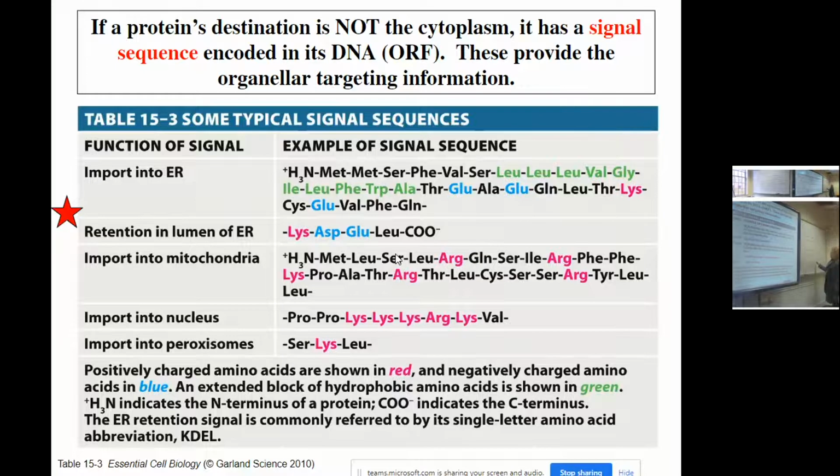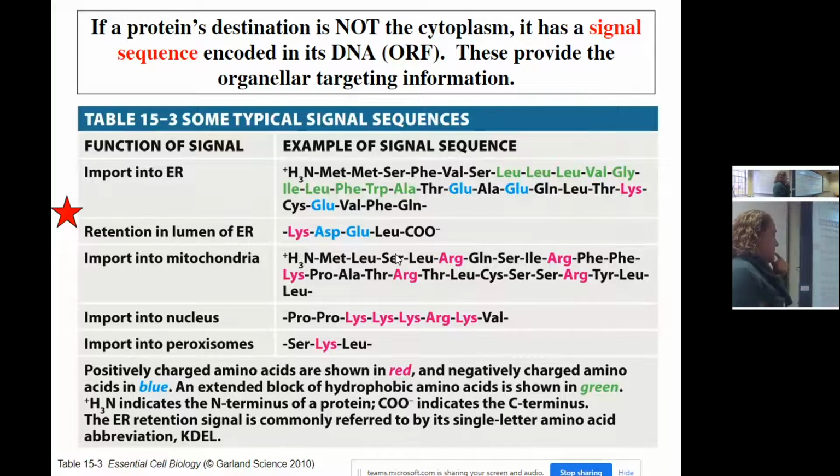Internal tags are in the middle of the protein primary sequence, so produced in the middle of translation. And these types of tags tend to stick out like a bump on the surface of the protein. Depending on what the tag is, it might cause the protein to go to the nucleus or to a peroxisome. These are not all of the tags that exist. It's just examples.